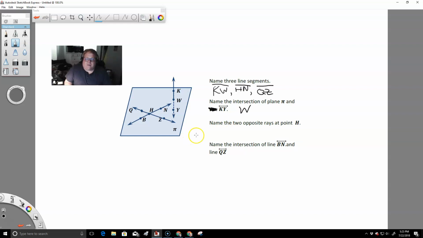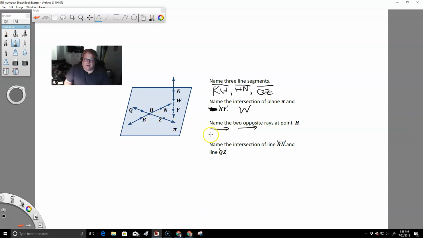All right. It says name two opposite rays at point H. Now, there's a couple of different answers you can do. But again, opposite rays. Remember that when you are doing rays, we always write our rays from left to right because that's how we read, even if the physical ray is going in a different direction. And in order for something to be opposite rays, they must have the same starting point, or what's called an initial point.